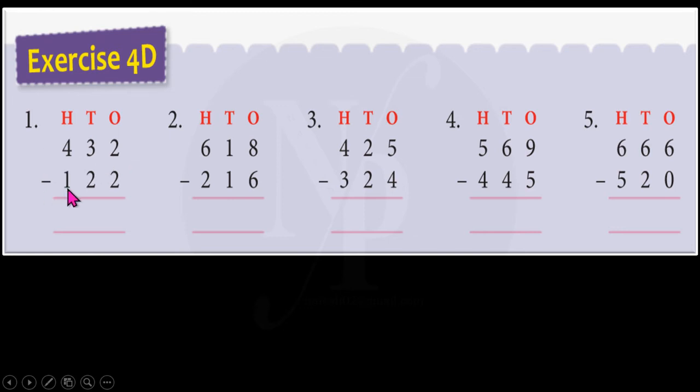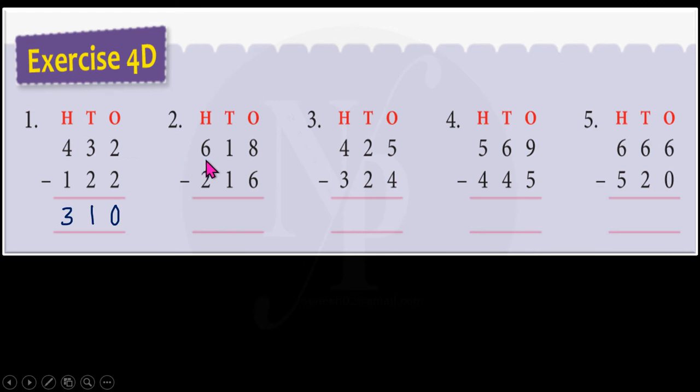432 minus 122. So we start subtracting from digits at one's place, that is 2 minus 2. Subtracting 2 from 2, you get 0. So we get 0 in one's place. And subtracting 2 tens from 3 tens, we get 1 ten. We write 1 in tens place. And on subtracting 100 from 400, we get 300. Therefore, 310 is the difference of 432 and 122.